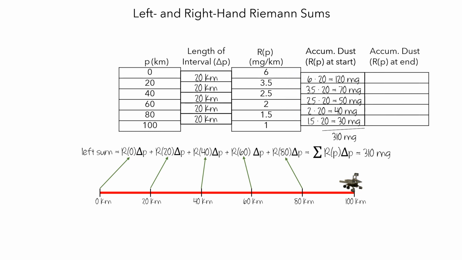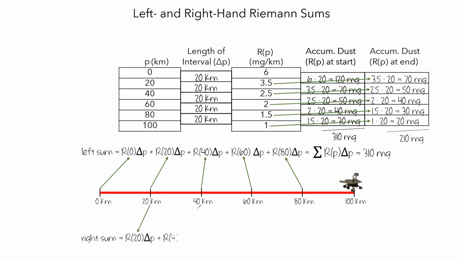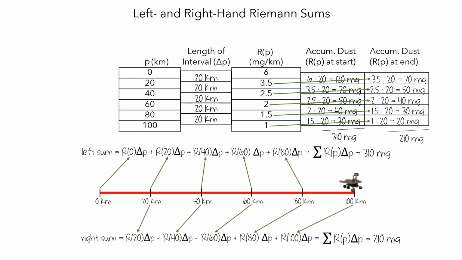We could also use the rate at the end of each interval to do our calculation. For example, for the first interval, we'd multiply 20 kilometers by 3.5 milligrams per kilometer to get a total of 70 milligrams of dust. We could do this calculation for each interval and then add these up to get a total of 210 milligrams. This would give us a right-hand Riemann sum, which we would write using similar notation as our left sum, except the rates would come from the end of each interval.